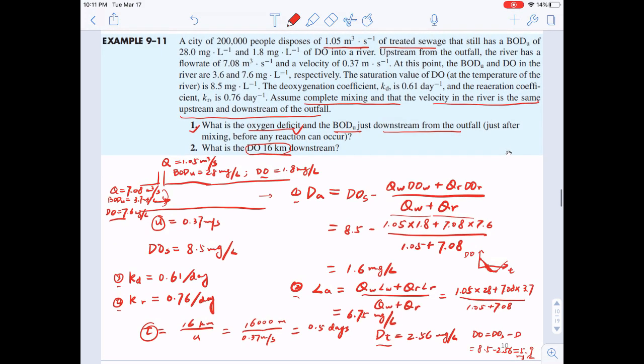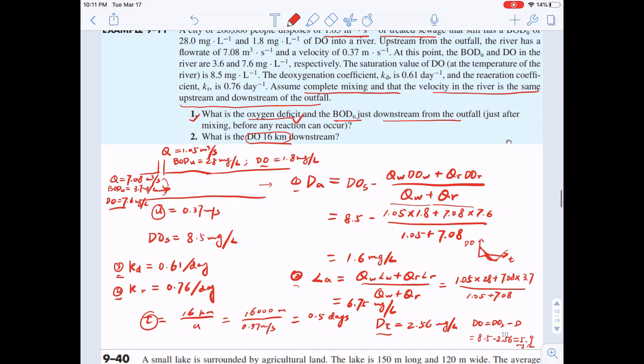But basically that problem is using the same concept, except that we need to calculate the deoxygenation rate and the reaeration rate.